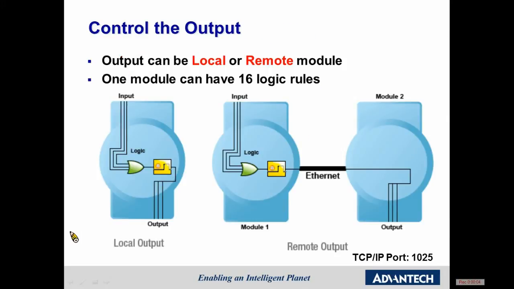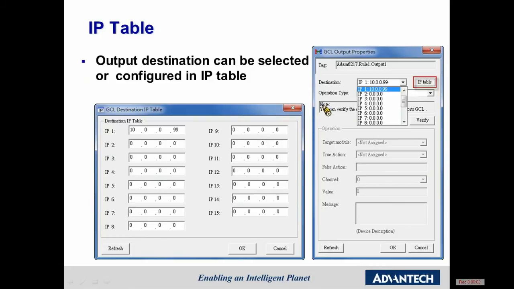The GCL outputs can be local or remote. One module can have 16 logical rules. To define the remote outputs, you first select the IP table and select the modules that you want to talk to. Then you choose the destination module over here and select the operation, and then you choose the output.